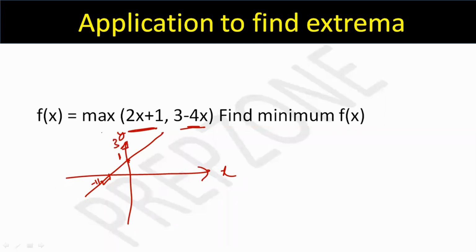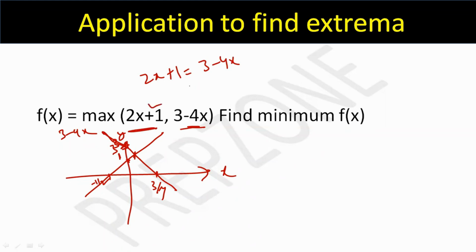At x equals to 0, the value will be this, and this is how the value of 3 minus 4x must look like, right? At x equals to 3 by 4, it will intersect. But now, see, question was maximum of this, right? So whatever is this point of intersection, if I have to calculate this point of intersection, what I'll do, this is the intersection of these 2 graphs. So I'll just equal both of these graphs.